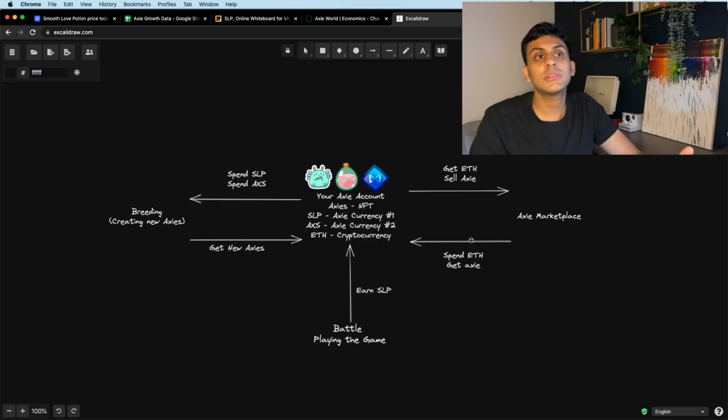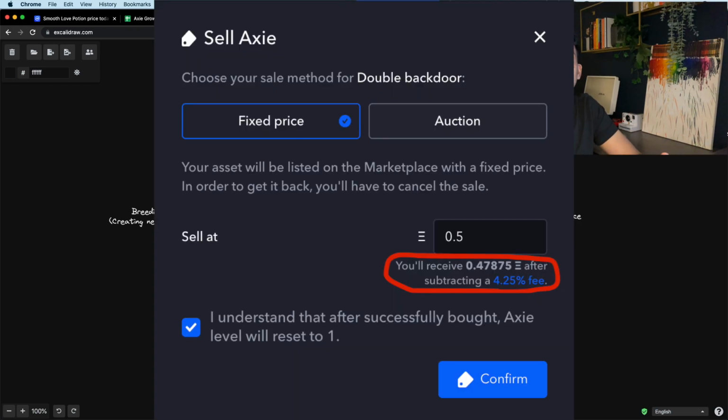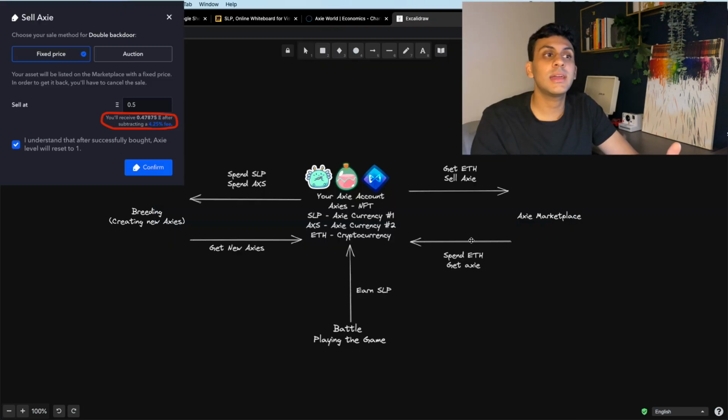And it's important to note that the Axie Marketplace is peer-to-peer, and the Sky Mavis team actually makes money within Axie Infinity by taking a cut of each transaction that happens within the marketplace. They take a 4.25% cut, and that's the only way the Sky Mavis team actually earns money through the ecosystem of Axie Infinity right now.